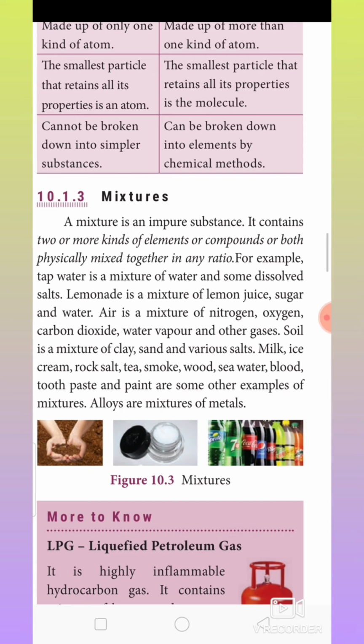Air is a mixture of nitrogen, oxygen, carbon dioxide, water vapor and other gases. Soil is a mixture of clay, sand and various salts. Milk, ice cream, rock salt, tea, smoke, wood, sea water, blood, toothpaste and paint are some other examples of mixtures. Alloys are mixtures of metals.